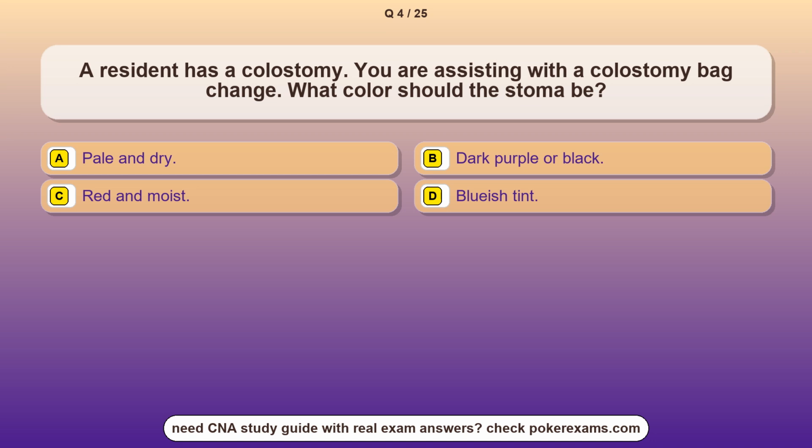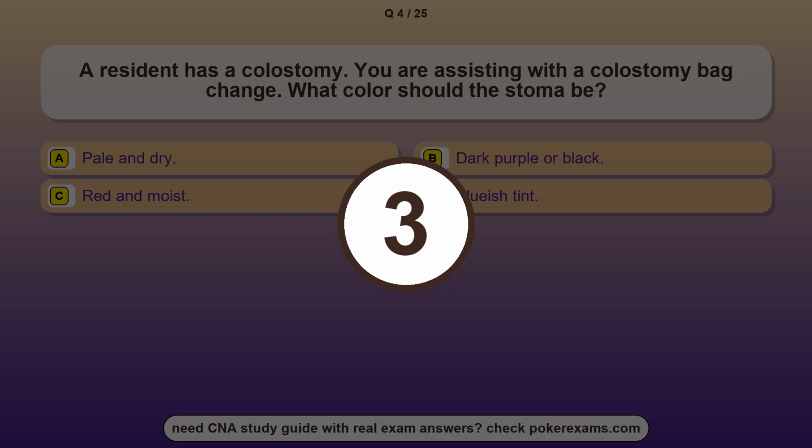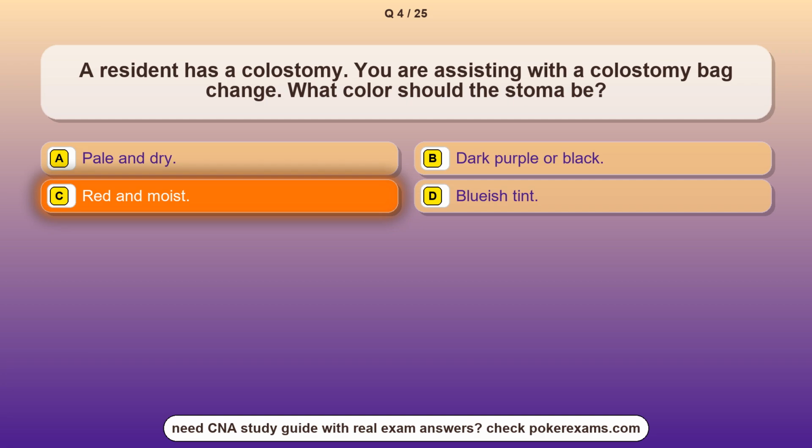Question 4. A resident has a colostomy. You are assisting with a colostomy bag change. What color should the stoma be? Option A, pale and dry. Option B, dark purple or black. Option C, red and moist. Option D, bluish tint. The correct answer is option C, red and moist.